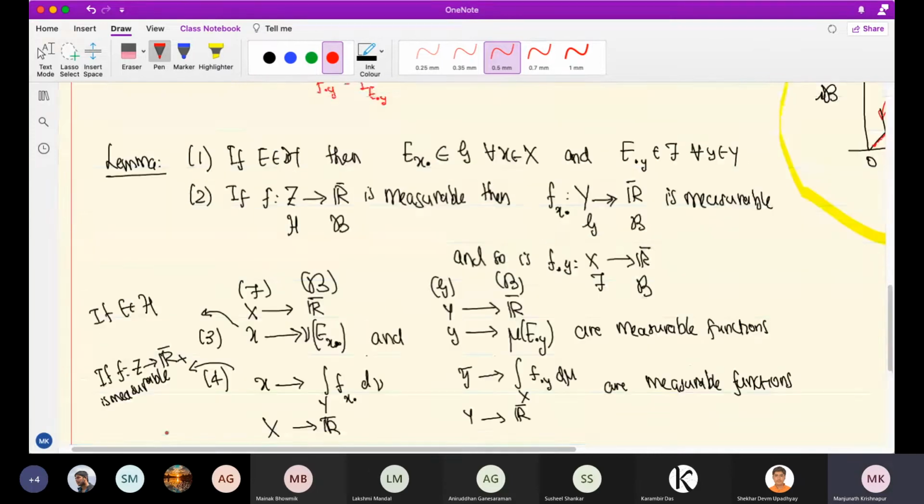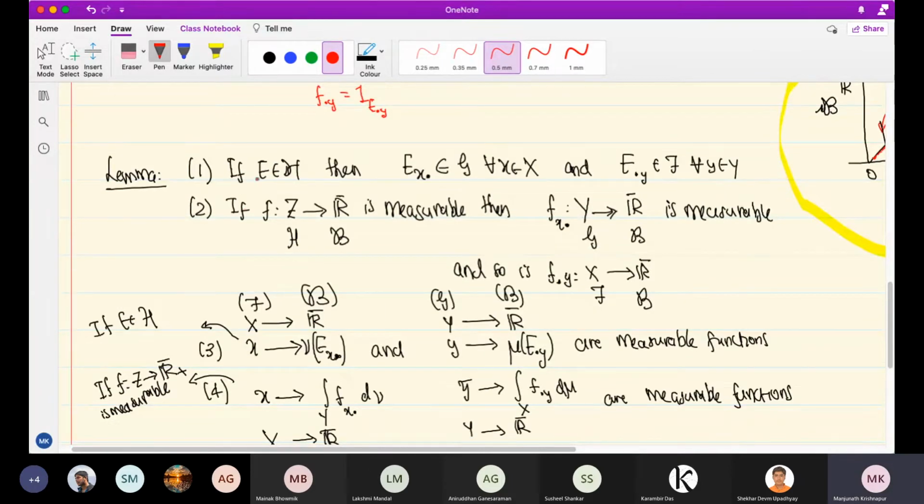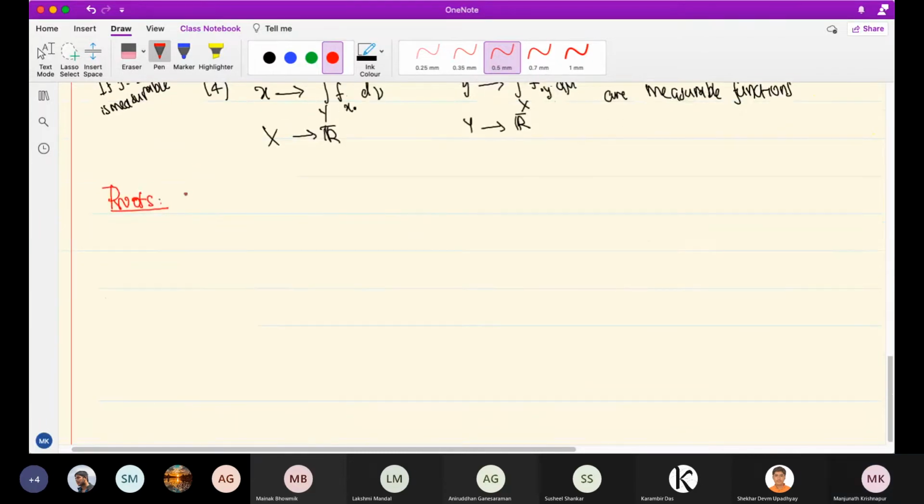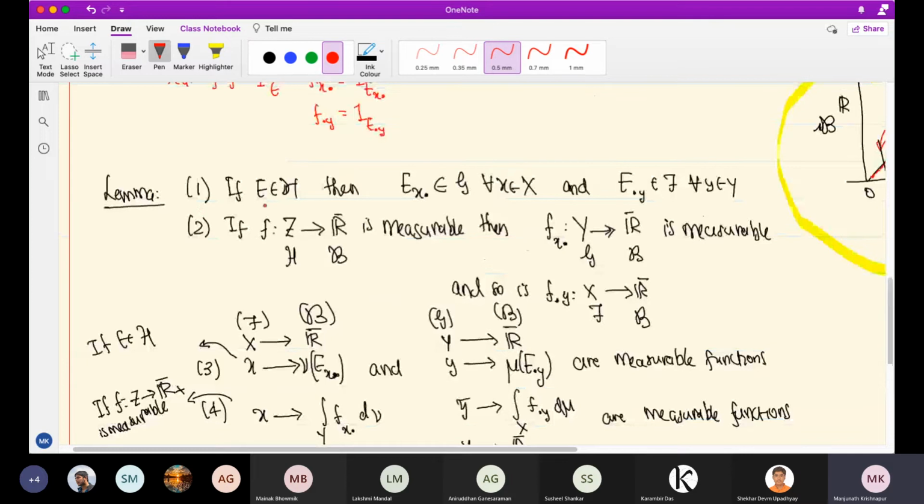So let's see the proofs. For example, first one. If E is in H, then the sections are measurable. Why is that so? Anybody has a suggestion how I would prove this? If E is a measurable set in the product set, then the sections are measurable sets in the original spaces. Why is that true? Maybe I will wait for a suggestion from someone.